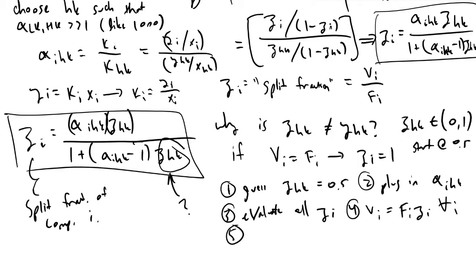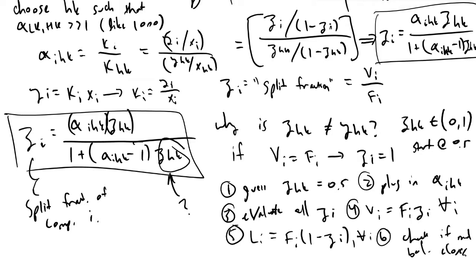You can do the same for the liquid flow rate of component I, in which case it would be equal to F sub I times 1 minus zeta sub I. So all the stuff that didn't go into your vapor had to go into the liquid. And then you do this for all components I. And finally, check if the mole balance closes.